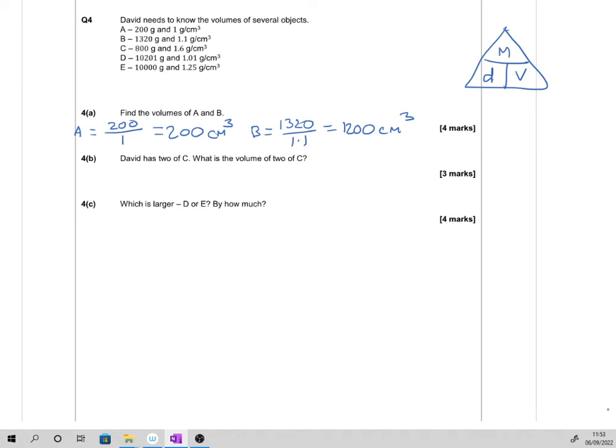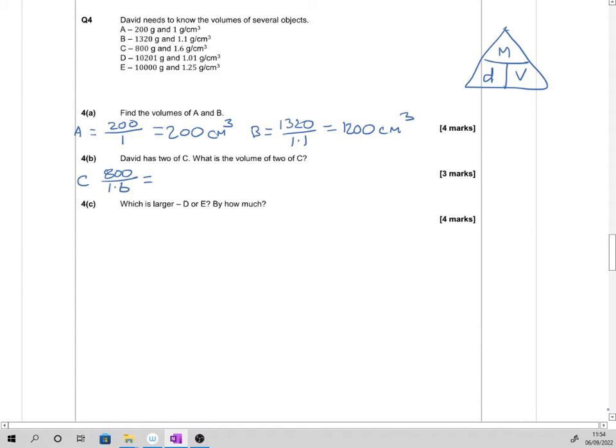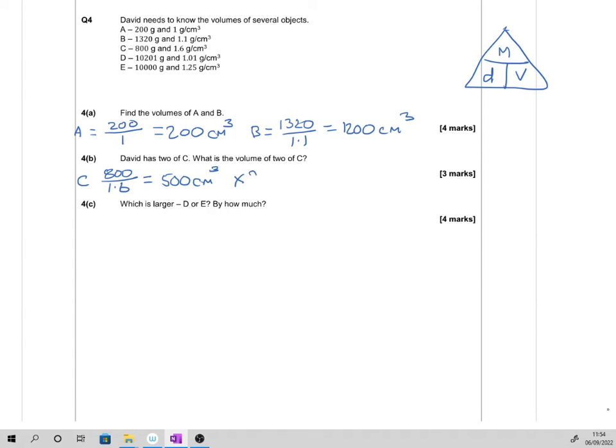David has 2 of C. What's the volume of 2 of C? So the volume of C is the mass divided by the density. So it's 800 divided by 1.6, which is 500 centimeters cubed. Multiply that by 2 and we've got 1000 centimeters cubed. Do not convert that. Just leave it as it is because it's cubed.